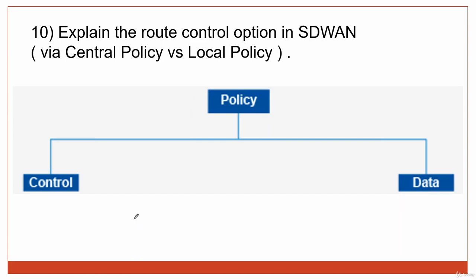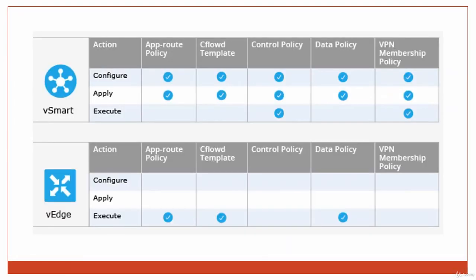When it comes to data policy, the edge devices will go and download this policy. Data policies are useful for things like app route policies, NetFlow or cflowd policy, QoS policy, etc. So once you explain up to this point what control and data policy are, there are some differences: control policies are unidirectional, data policies are bidirectional.